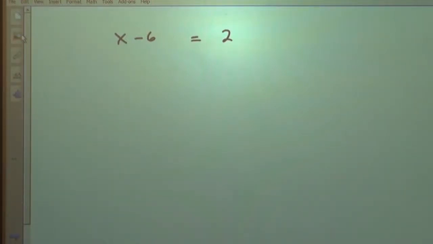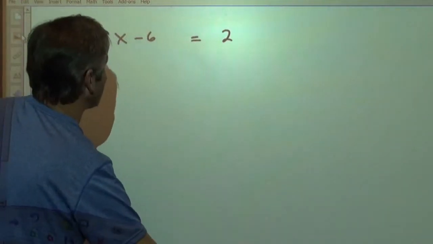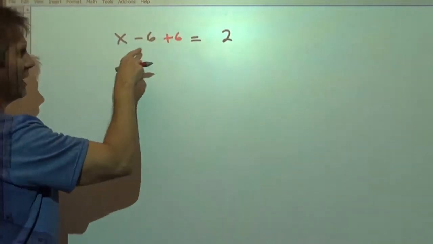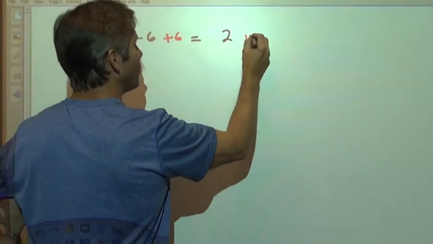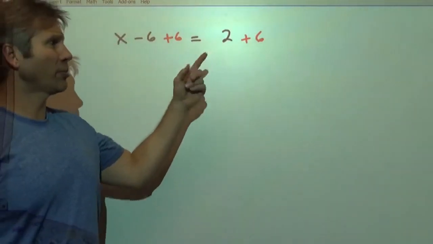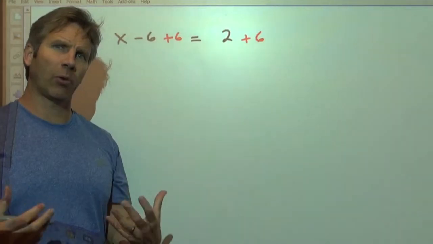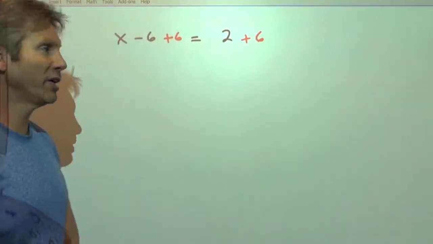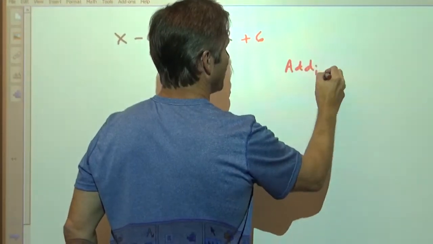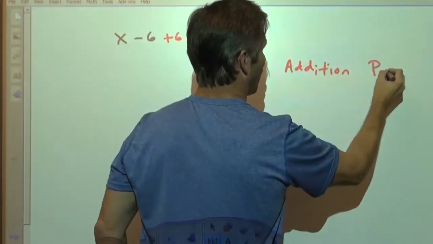Let's take a quick look at properties of equality. If we look at this equation, we should be able to say, you know what, if I add 6 to this side to get rid of the 6, and I do the same thing to the other side, it's whenever we do the same thing to both sides that we have a property of equality. We're doing something that keeps both sides equal. So this would be the addition property of equality.